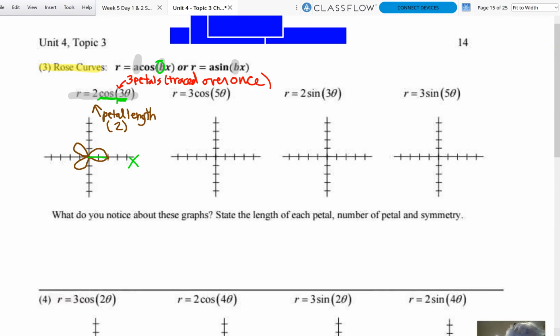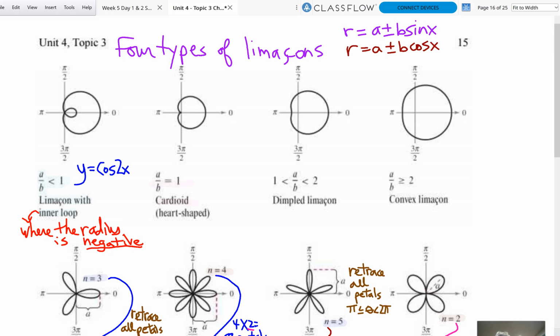Okay, on page 15, I'm not going to go over everything. It's lots of A's and B's and D's and a whole bunch of stuff. I just want to show you the 4 types of limacons. Okay, you've got your limacon with the inner loop, which we did, but ours was symmetrical over the y-axis. You've got that cardioid that I was saying before, but again, that's a type of limacon. And then you've got your dimpled limacon, which you really don't need to know, at least not this year, and your convex limacon, which you also don't need to know.